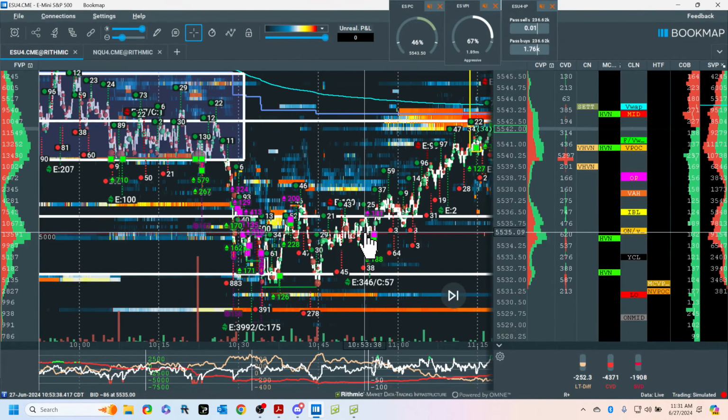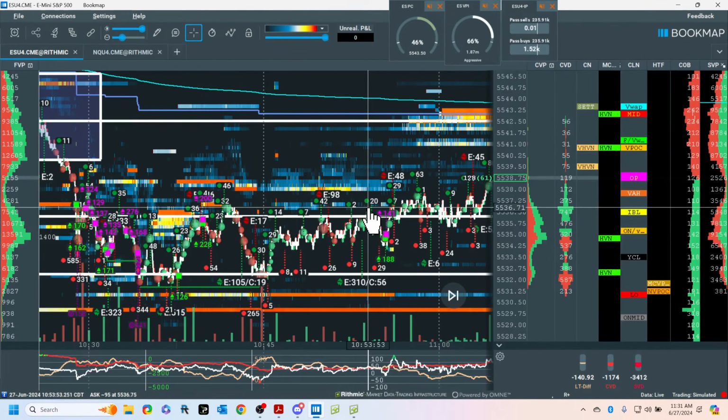Absorption. Two pieces of absorption. I want to show it to you. Here, you see the seller, the red bubble, and they're absorbed by the buyer. Right away, I see a seller. They are pushed out. I break above resistance.